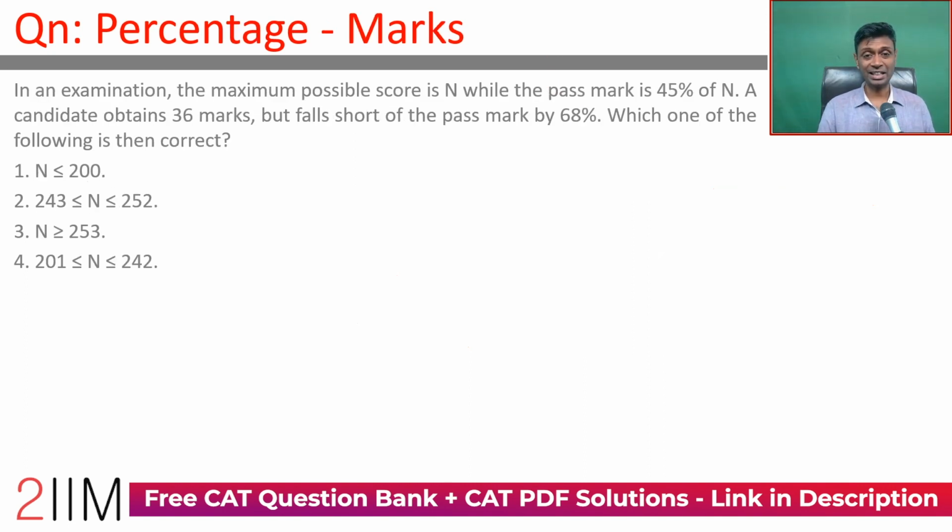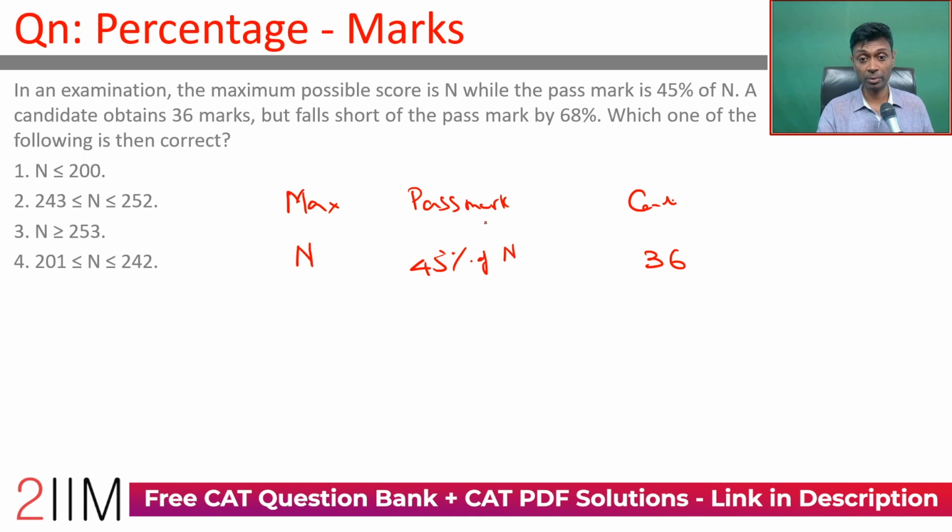In an examination, the maximum possible score is n. So max is n. The pass mark is 45% of n. A candidate obtains 36 marks but falls short of the pass mark by 65%.